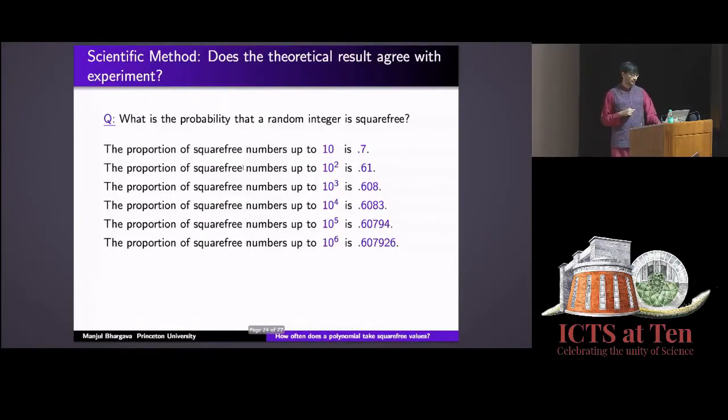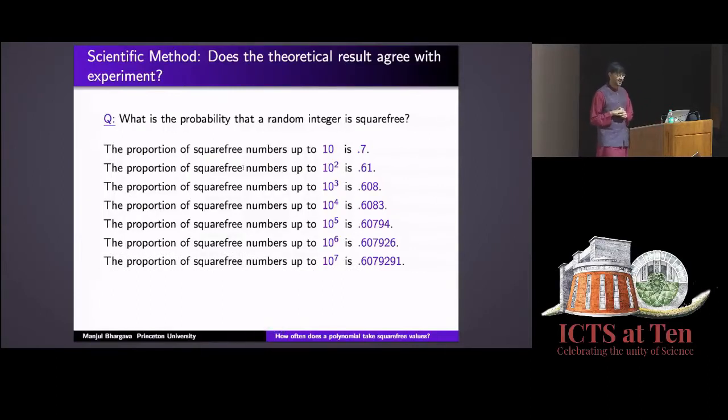And then if you go up to 1 crore, 10 million, 0.60792, which is correct up to 5 decimal places. So already by 10 to the 7, you're correct up to 5 decimal places. So the theoretical result does agree very well with data.